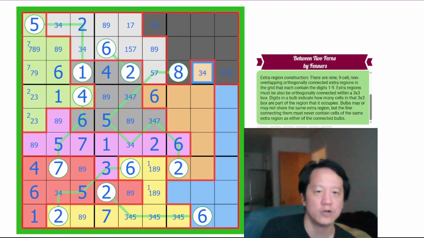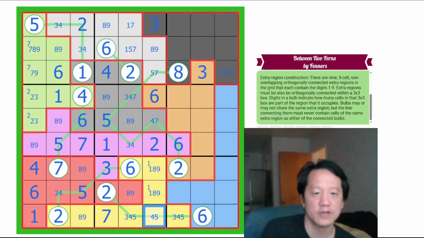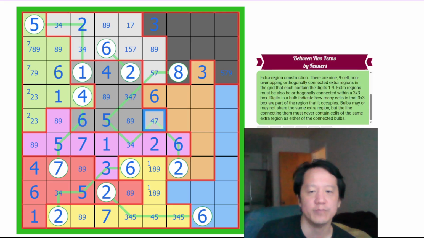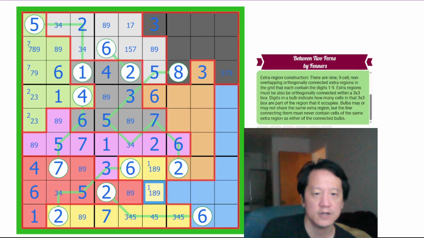So that's 4. This is 3. 4 eliminates 4 here, so that's 3. This can't be 3 because of 3 in the column. 4 eliminates 4 in the rest of the medium gray region. So this is 7. This is 3. 7 eliminates 7 here, so it's 5. 5 eliminates 5 in the rest of the column, so it's 4.